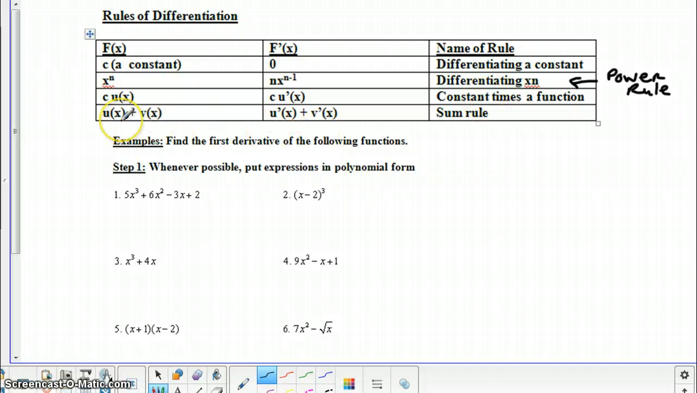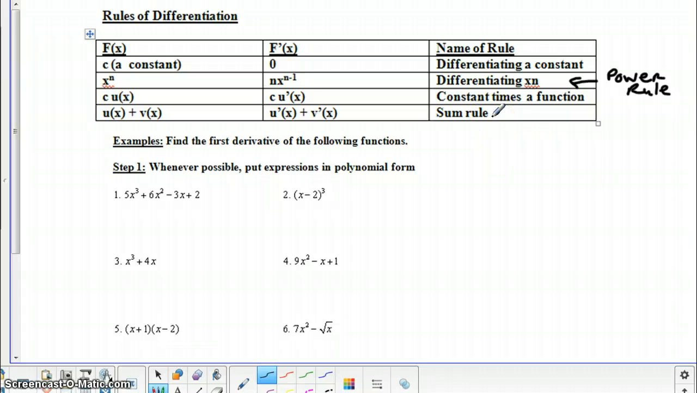And our last one is the sum rule. So when you have two functions that you're adding, in this case u of x plus v of x, you'll find the derivative of u and add it to the derivative of v. Again, this is the prime, and that means derivative. And this is called the sum rule.